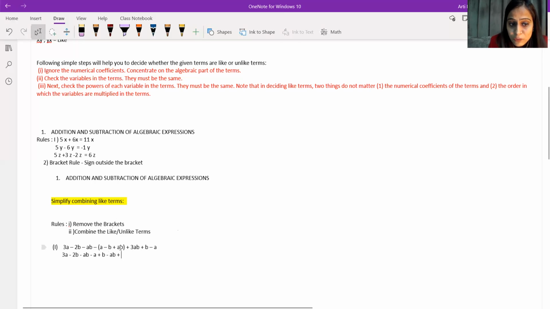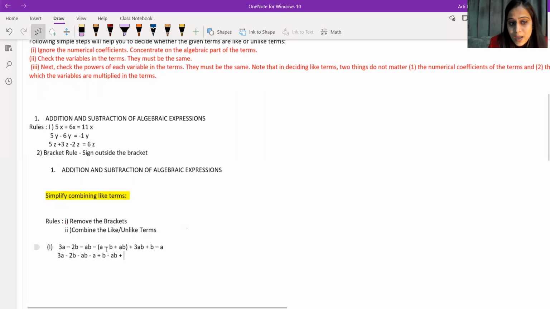You need to change the sign of only the bracket terms, the terms which are inside the bracket. Some students have misconceptions. What do they do? They change the sign of each and every term after the minus sign. Now these terms are not a part of this bracket, so we need to write them as they are: 3AB plus B minus A.